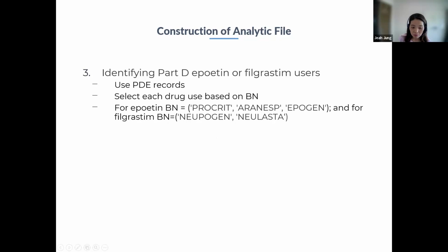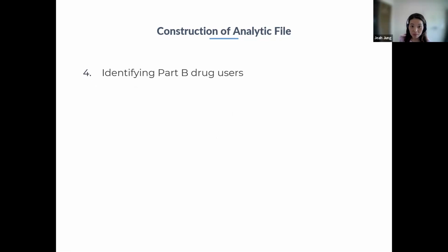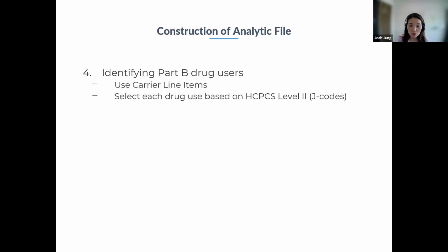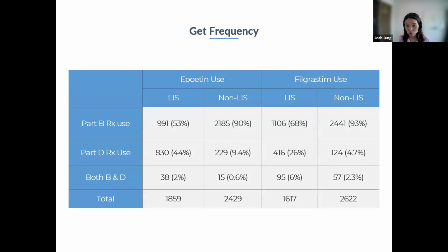Now, how do we identify Part B drug users? Anyone who remembers what's covered in HCPCS? That's nice, very nice. And yes, HCPCS code. They are in carrier line items or revenue center data for the OP, and you can use HCPCS. These are usually level 2, and they all begin with a J code, and then that's it, and then you're done. So once you identify this one, now it's just a tabulation, right?